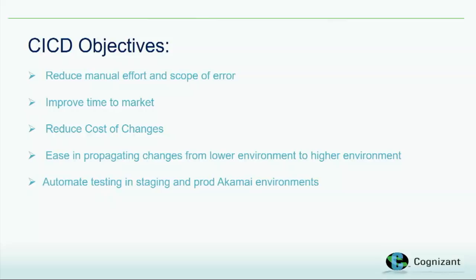So our CICD objectives were to reduce manual effort and scope of error. We wanted to be faster and more agile. We are in an agile world now. Lots of changes are coming through from different app teams, and we wanted to make sure that we could push from dev to QA and QA to prod. Basically, that's how any app development, any app promotion happens.